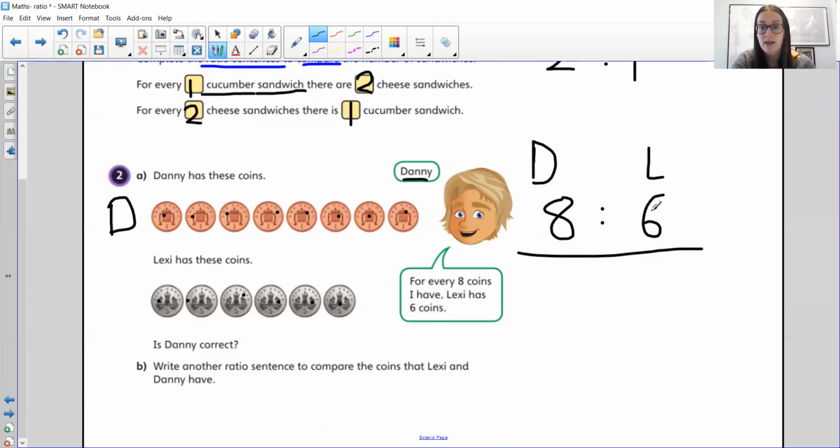Right, can we simplify this ratio? Well, these are both even numbers, so we can divide them both by 2. So 8 divided by 2 is 4. 6 divided by 2 is 3. So we could say for every 4 coins that Danny has, Lexi has 3. Well done if you got those right.